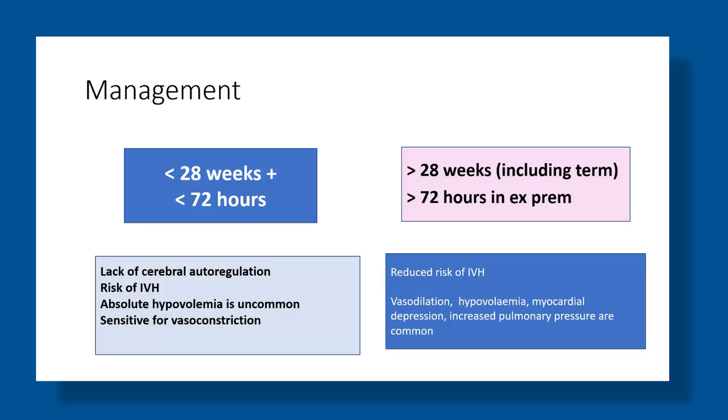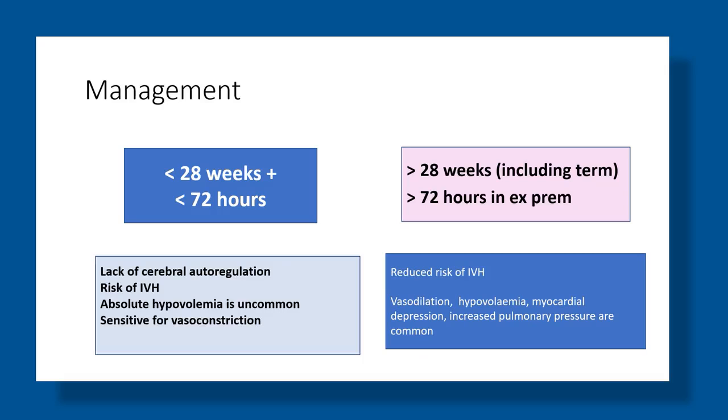And also, these babies are very sensitive to vasoconstriction. Even if you use the slightest dose of your inotrope or vasopressor, the blood pressure is going to fluctuate massively. And also remember, in these babies, absolute hypovolemia is very uncommon. It's commonly the myocardial contractility or reduction in the peripheral vascular resistance.